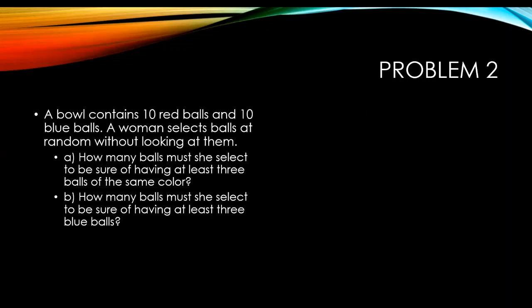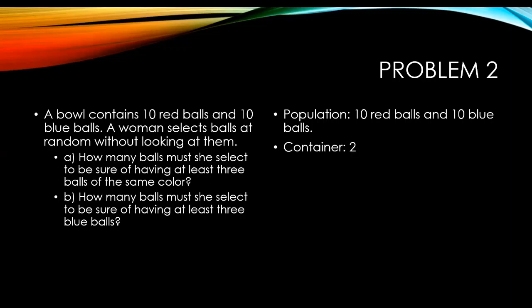A bowl contains 10 red balls and 10 blue balls. A woman selects balls at random without looking at them. Letter A: how many balls must she select to be sure of having at least 3 balls of the same color? Let's answer letter A first. Our population is definitely 10 red balls and 10 blue balls, so it's 20. And the number of containers could be either blue or red, so we have 2 containers.